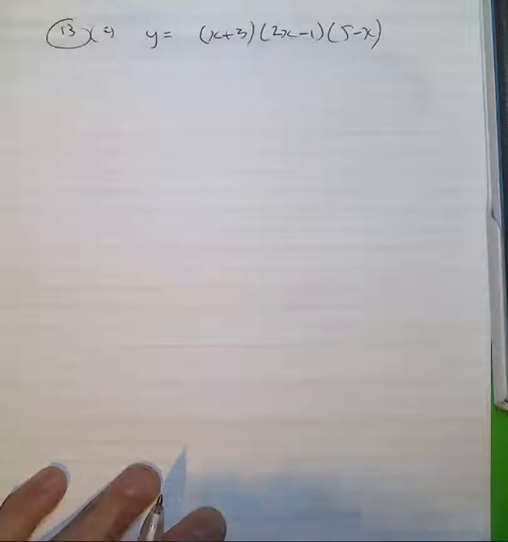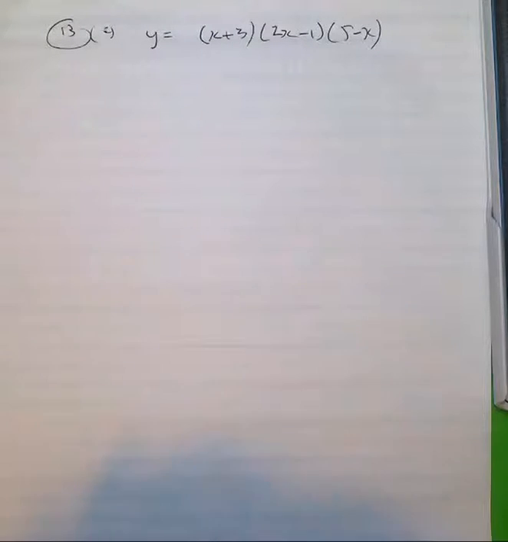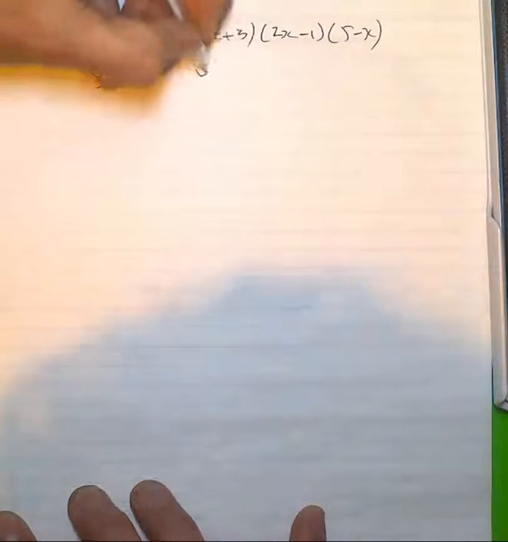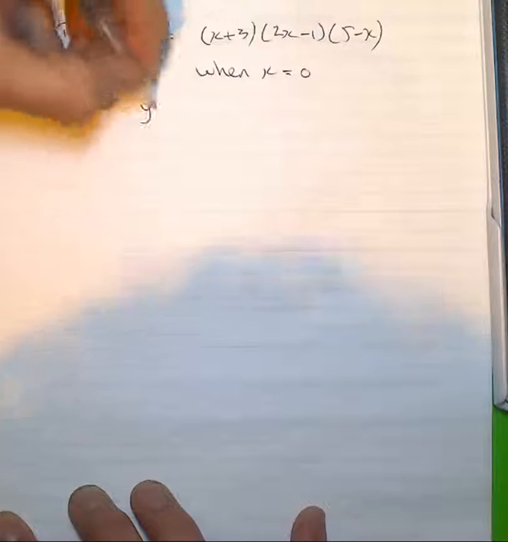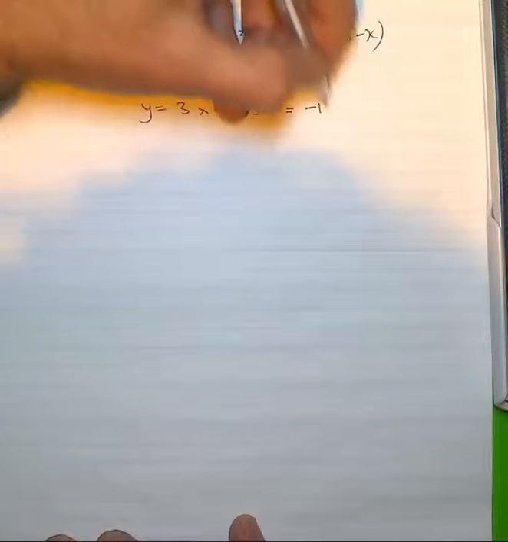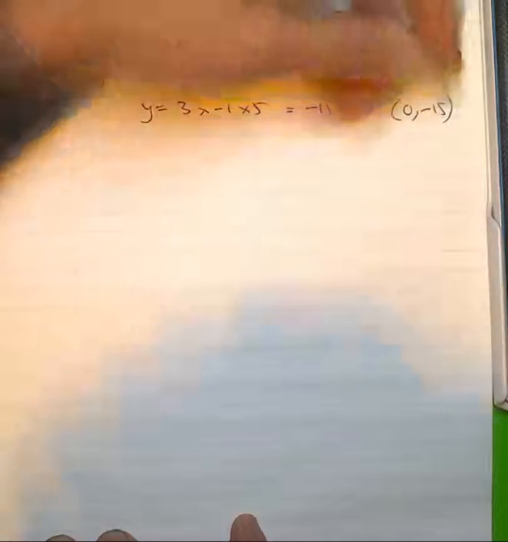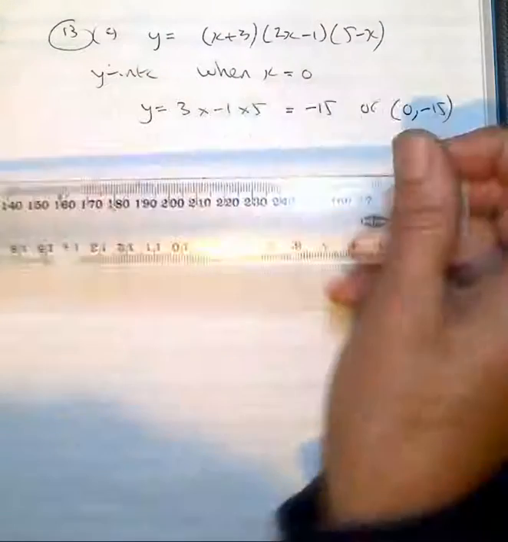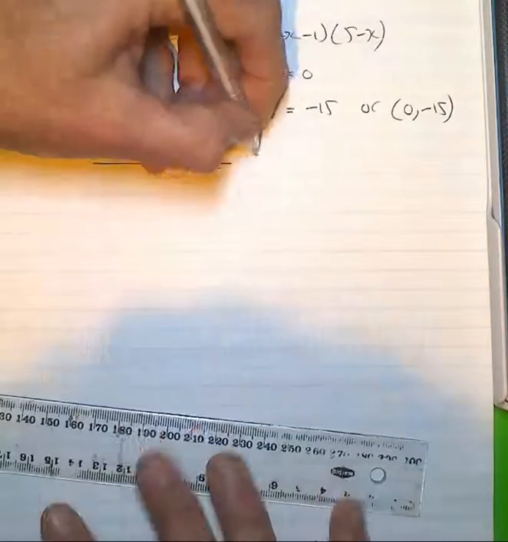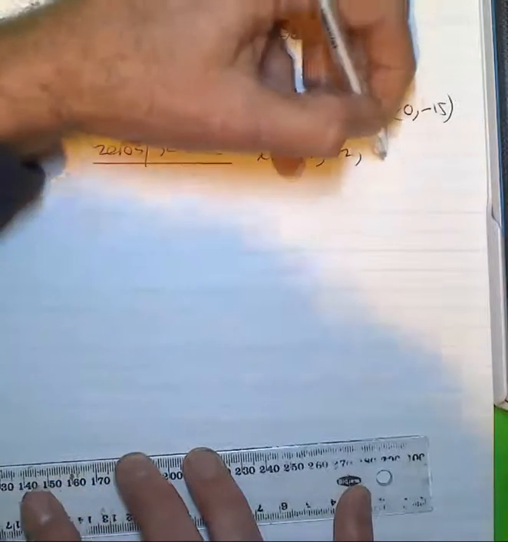Now 13C is of the format where you're going to have 3 zeros. First thing I'll figure out is my y-intercept, and that's when x is equal to 0. So in this instance, it's going to be -15 or 0, -15 for my y-intercept. My zeros or x-intercepts, reading straight off the information above, x is equal to -3, 1/2, or 5.